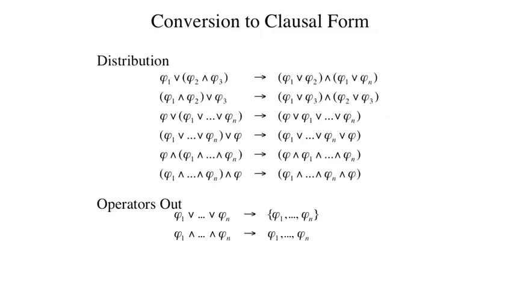The purpose of the distribution rules is to push or operators to the inside of and operators, and to normalize every disjunction of disjuncts to a single disjunction, and every conjunction of conjunctions to a single conjunction. The purpose of the final step, operators out, is to turn disjunctions into clauses and to turn conjunctions of clauses into separate clauses.